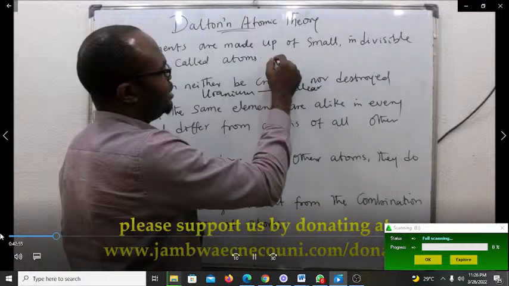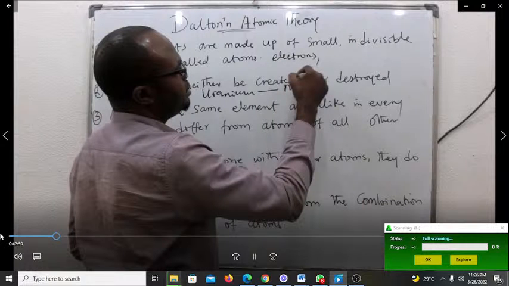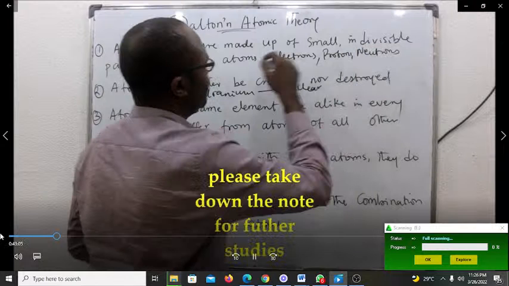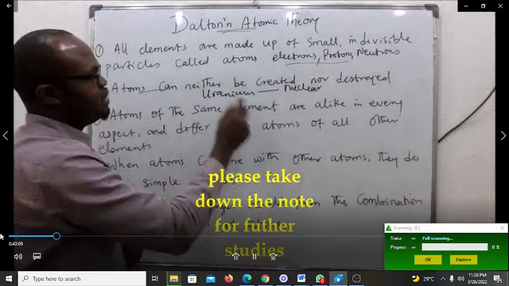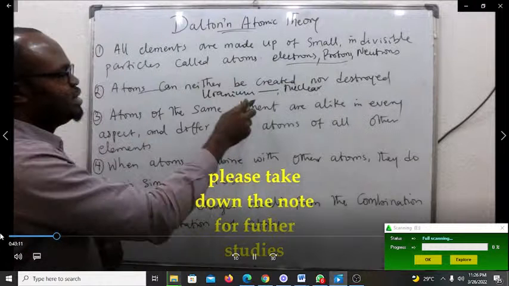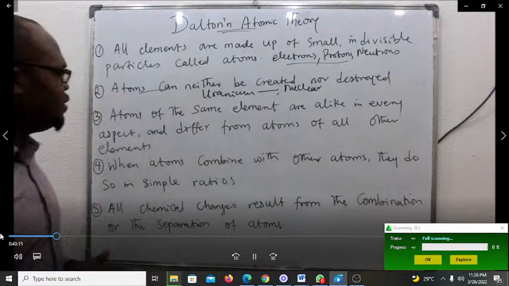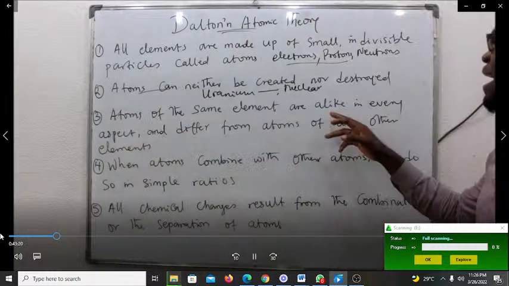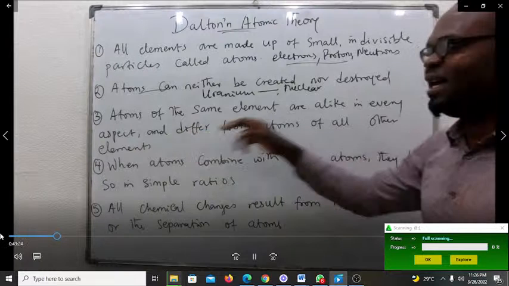The discovery of electrons, protons, and neutrons made this not completely correct. So these are the modifications to this: nuclear reactions should be taken into consideration for this to be true. Now, thirdly, we have that atoms of the same element are alike in every aspect and differ from atoms of all other elements.